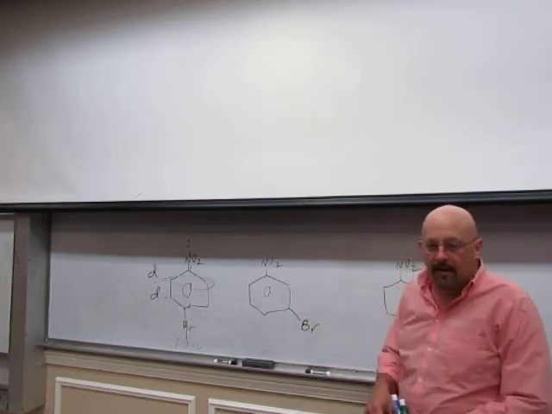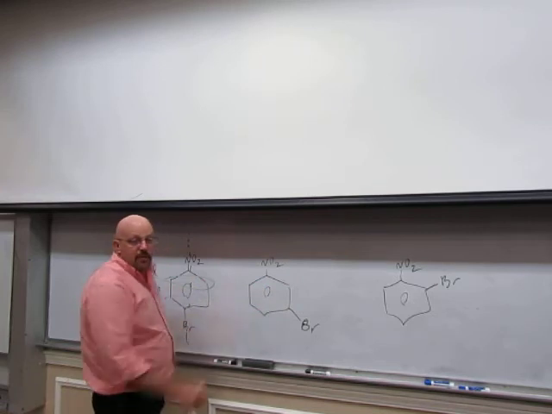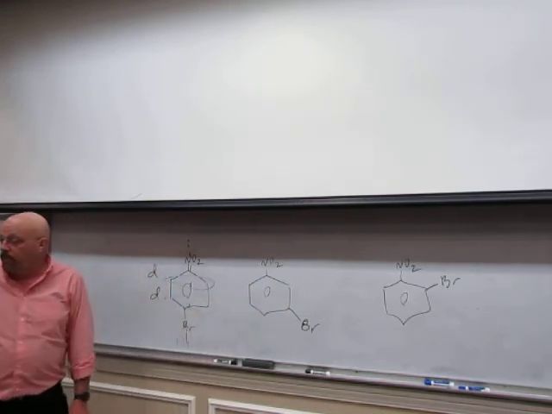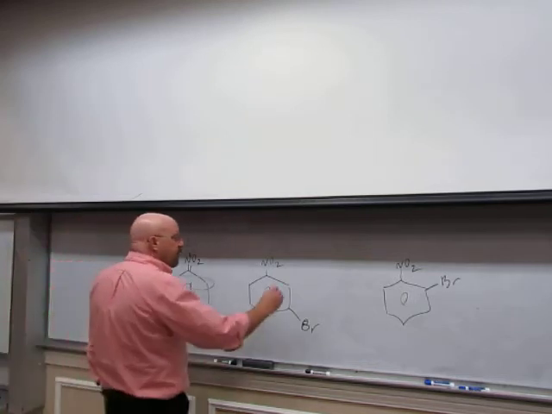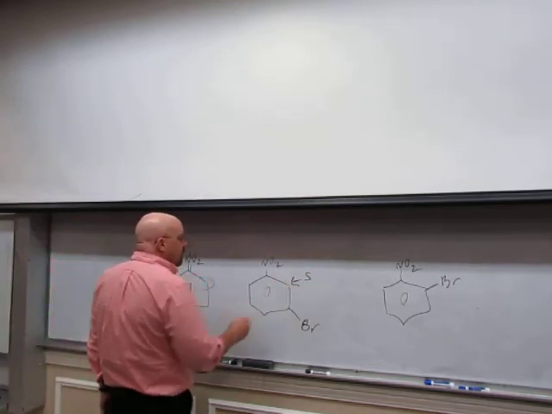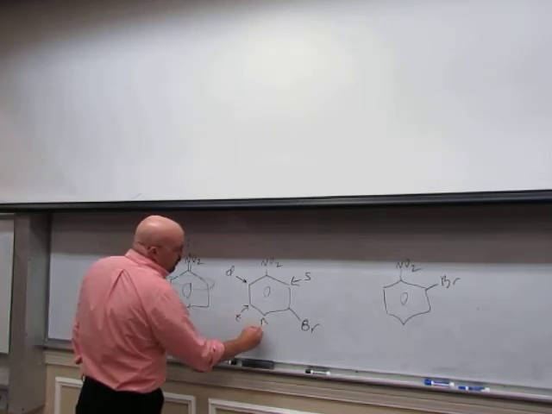If they were meta, let's see what we should see for meta. This one has no symmetry, so I'm going to have four signals for the aromatic protons. All four of them are different. This one would be a singlet. This one would be a doublet. This one would be a triplet. This would be a doublet.